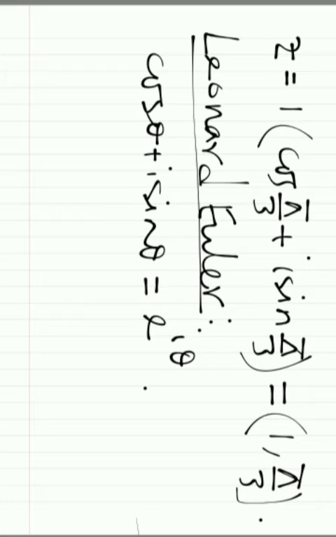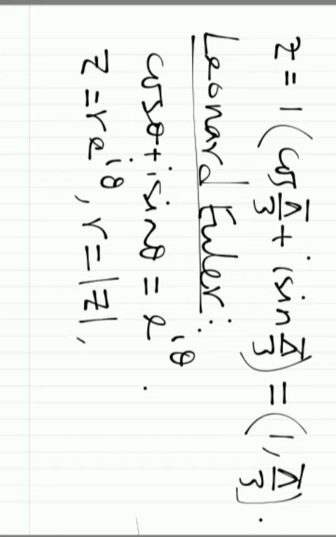See, if this is true, then we can easily consider z from its polar form as r e to the power i theta, where r is the modulus of z and theta is the argument of z. And since we are getting something in terms of exponentials, it will be very helpful to represent the complex number in this form.